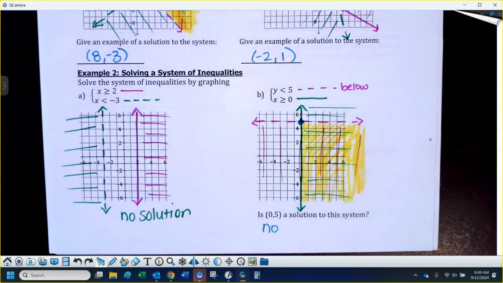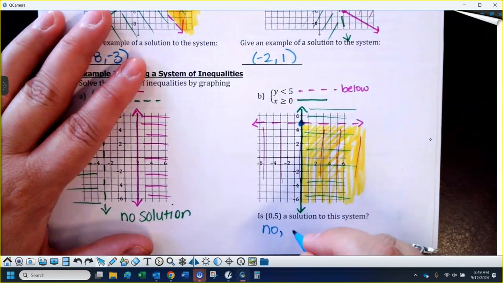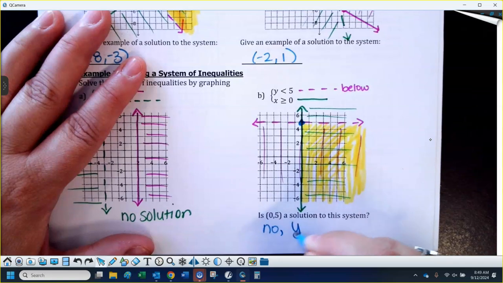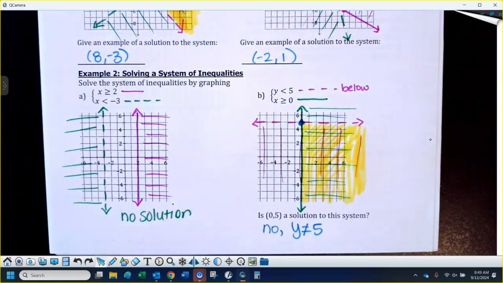So that's actually the intersection of these two lines, right? Because this is dashed and this is solid. It works for the solid line, but it does not work for the dashed line. So if you had to defend that, the y-coordinate cannot be equal to 5. It's strictly less than 5. It's not equal to 5. So if I had to defend that point, it's in the corner of the shaded area, but because one of the lines is dashed, it's not. If that was y is less than or equal to 5, then for sure that would be a correct answer.